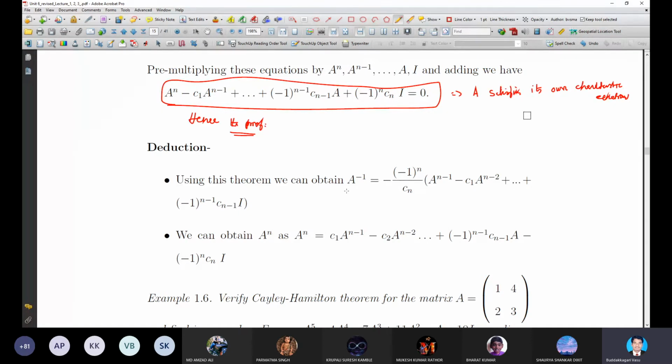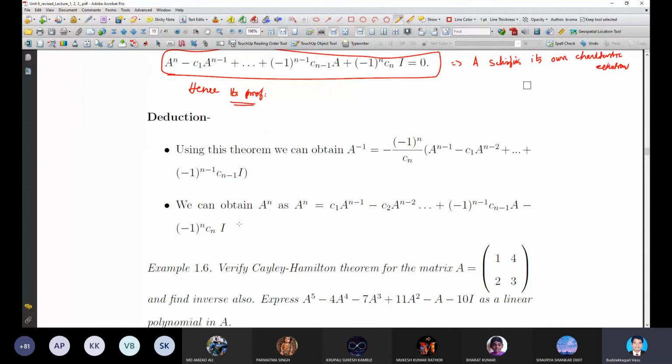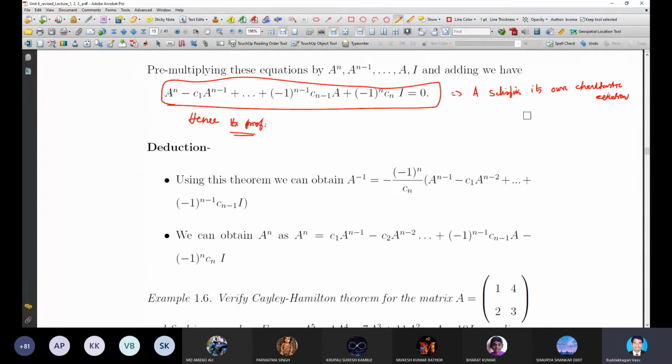And also we can obtain the power of the matrix. From this expression, A^n is equal to, you take this part only into the LHS and the remaining into the RHS. That will give you C1 A^(n-1) minus C2 A^(n-2), and so on, minus (-1)^n Cn into I. This is A^n. We can obtain the power A^n, as well as the inverse of the matrix. These are the two applications of the Cayley-Hamilton theorem.